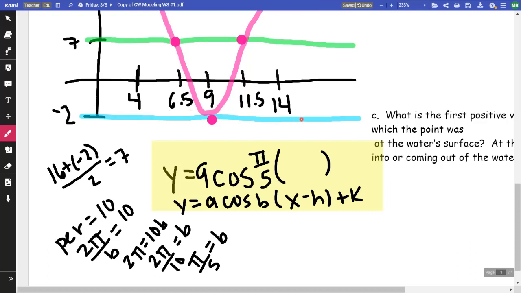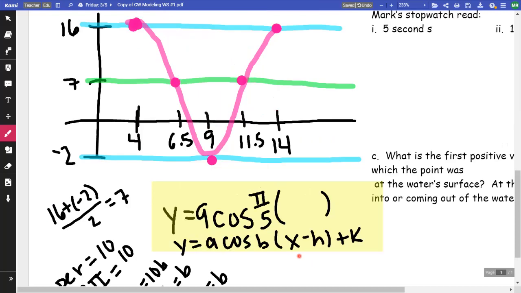Okay. So now when I'm trying to do my phase shift here, this x minus h, where did we start? We started at 4. So this is an x minus 4 because 4 will make that 0. And then remember that vertical shift was that plus 7. Okay, right up here, right? That plus 7. Okay, and that's your equation.